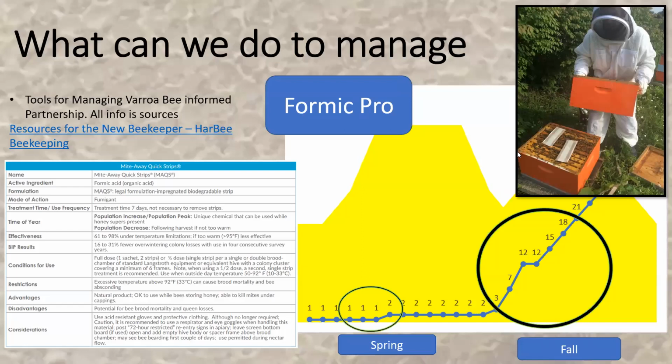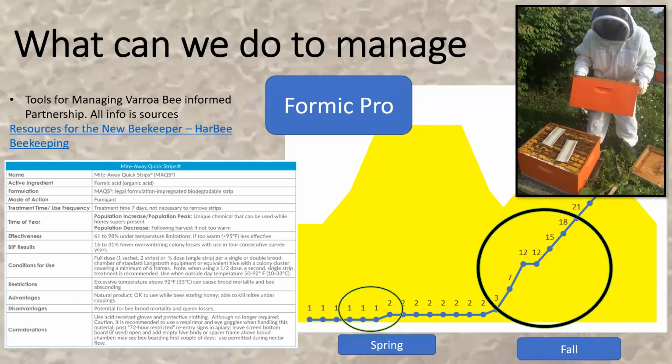So I'm going to go over Formic Pro really quickly here. Formic Pro is a newer formulation of Mite Away Quick Strips, and they're both made of formic acid. The mode of action, the way in which the formic acid is distributed and kills the varroa mites, is that it's a fumigant. Seen here in the top right, you can see Evan applying Formic Pro onto his hive. 2 patties for 10 days.